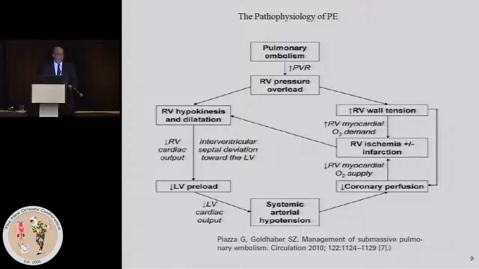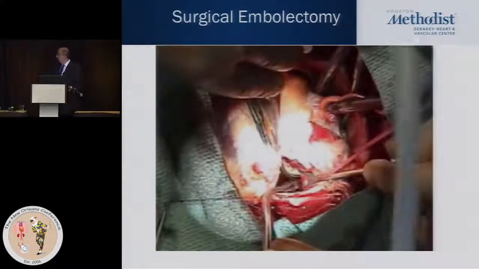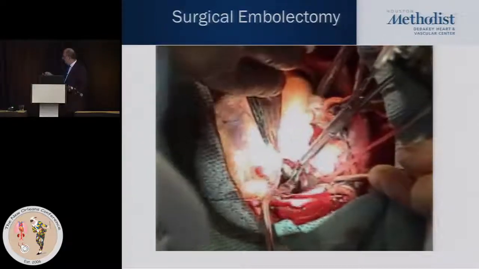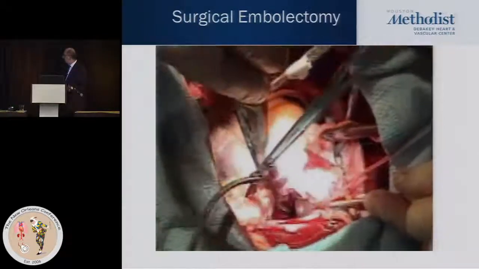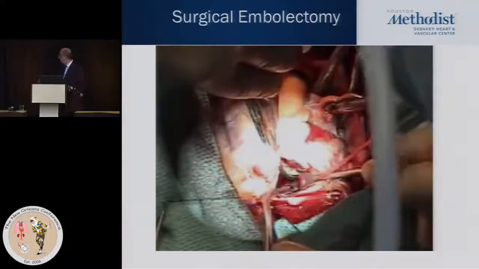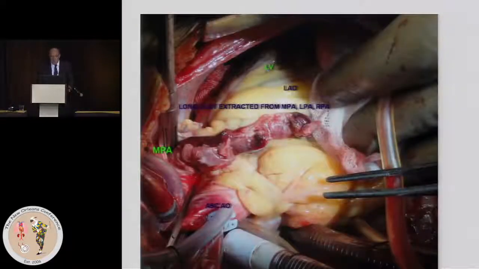And the pathophysiology of pulmonary embolism is basically related to right ventricular dilatation and right ventricular wall tension, both of which conspire to ultimately lead to systemic arterial hypotension. A surgical embolectomy is a traumatic procedure, and this is an example of a pulmonary embolism being withdrawn from the patient's pulmonary artery. Essentially what it involves is placing a patient on cardiopulmonary bypass, opening up the pulmonary artery and extracting the clot.